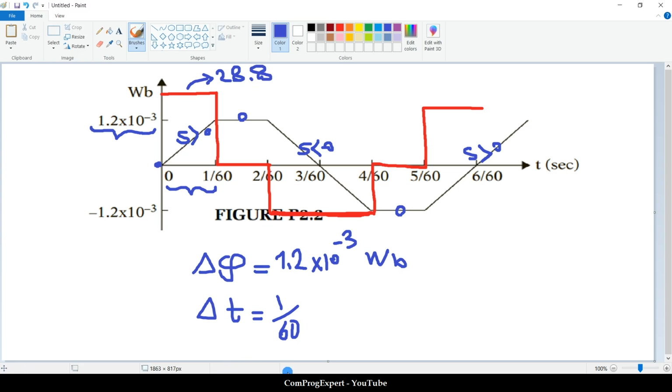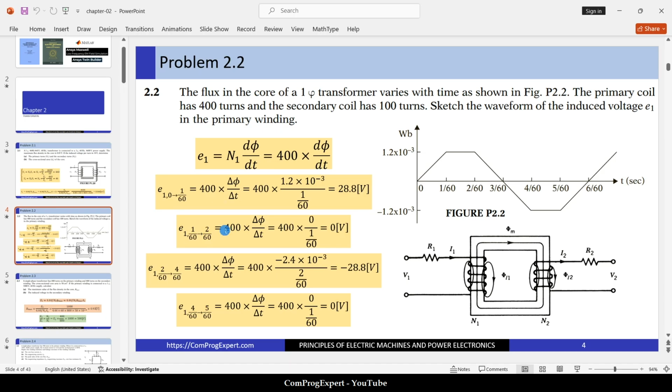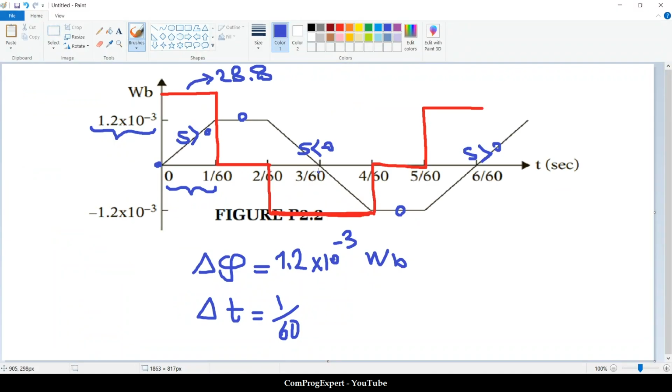And here, similarly, for this interval 1 divided by 60 to 2 divided by 60, we don't have any variation in the flux. Delta phi is 0 and the induced voltage is 0 right here.